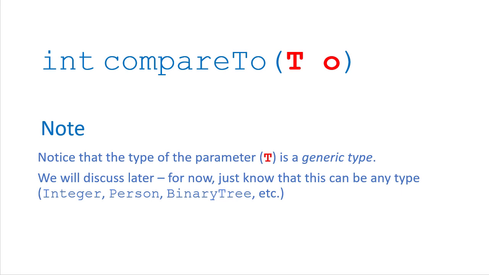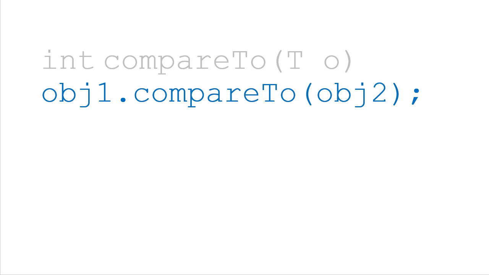Now, you'll notice that the type of O is T. T is a generic type. We'll talk about those in a later video, but for now, just know that it really can be any type. What we pass in to compareTo is going to depend on the class we're implementing, so we don't want to specify a specific type just yet. That'll all make sense in a later video. For now, just remember that that's a generic type. We'll talk about those later, and when we see how to implement those, you'll see where that type comes into play. So to call compareTo, we're going to say object1.compareTo, and then pass object2 to that parameter.